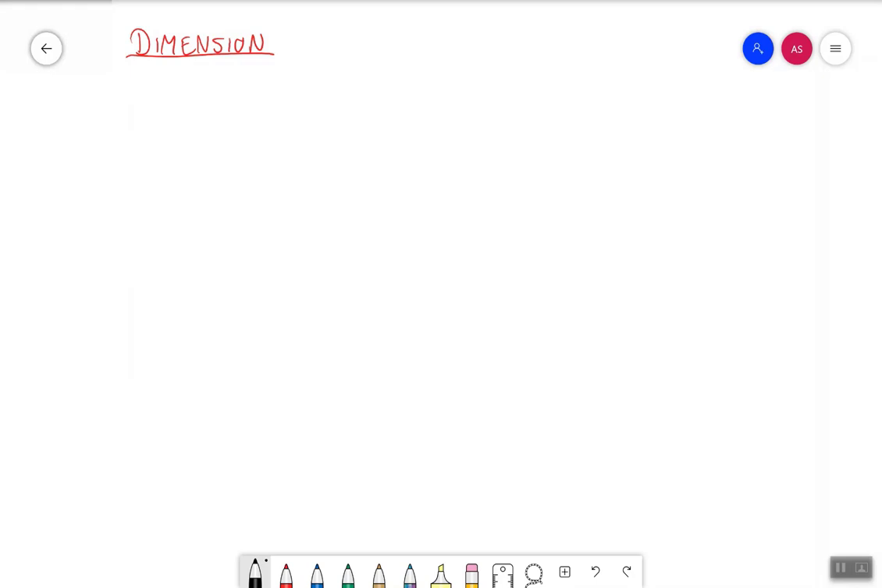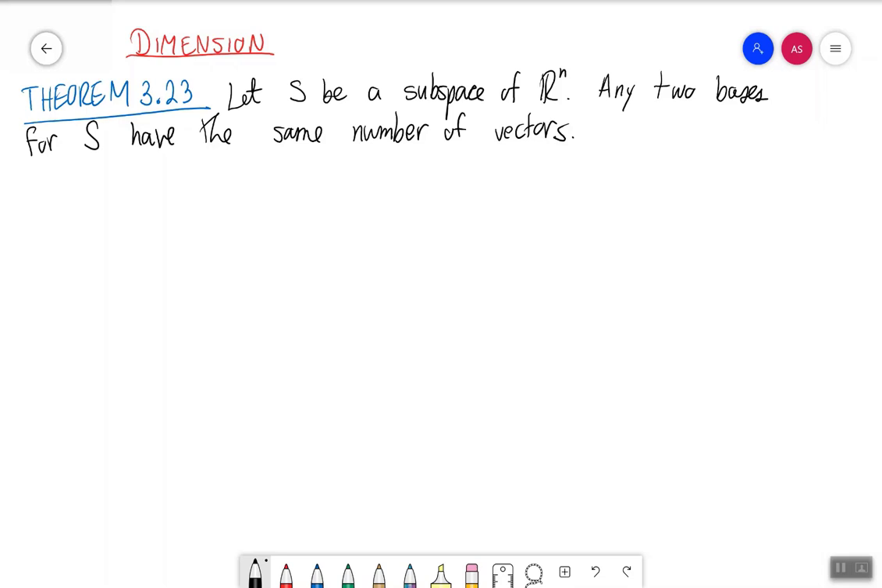In particular, every basis of that plane has two elements. This generalizes to a theorem. Let S be a subspace of Rn. Any two bases for that subspace have the same number of vectors. This leads to the following definition.